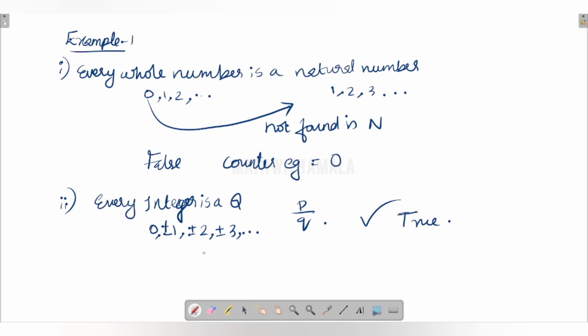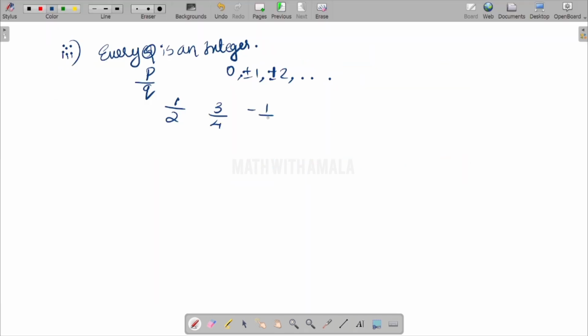So every integer is of P by Q form. If we take a single 1, it has a denominator 1. Again, if we take 1,000, it has a denominator 1. So whatever number we take, it has a denominator 1. That means if we take an integer or a whole number, its denominator is not equal to 0 and that number is of the form P by Q. Hence we can say that this is a true statement. And one more example, if we take minus 1 by 1, this also belongs to Q.